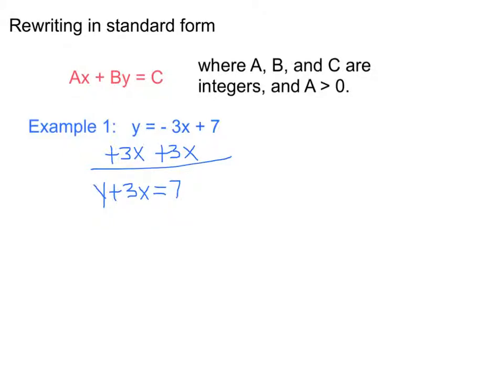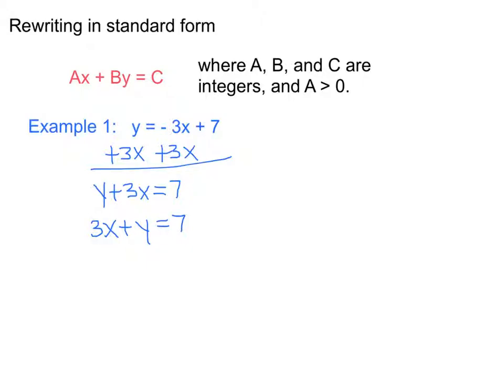And the only thing I need to do now is rearrange because the a comes before the b. The x term comes before the y term. And so you just switch their places. So you'll have 3x plus y equals 7. Now it's in standard form.